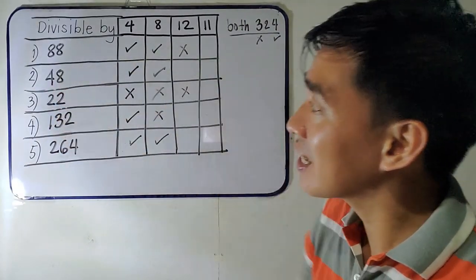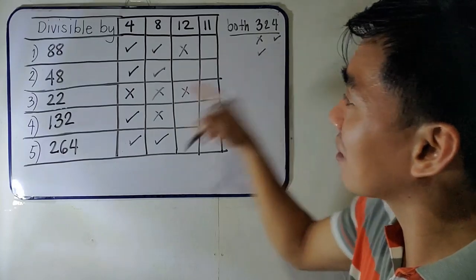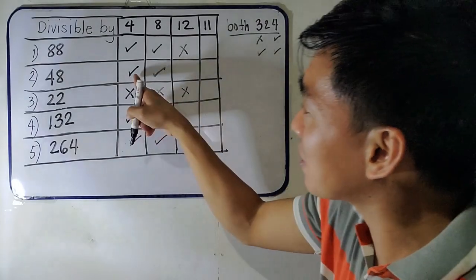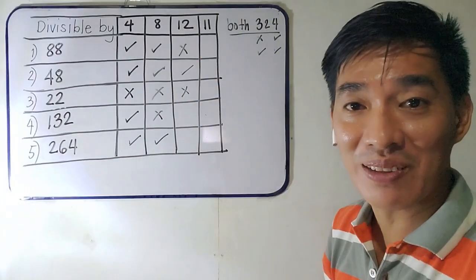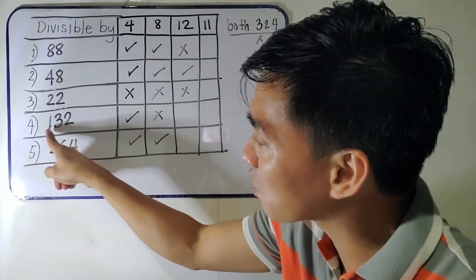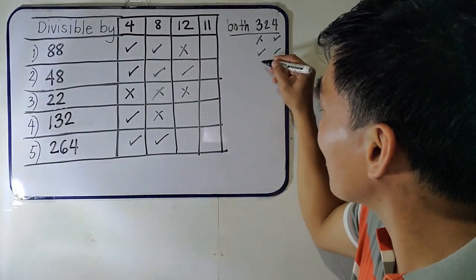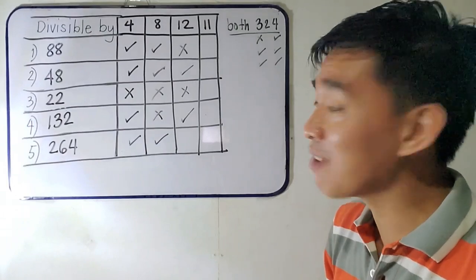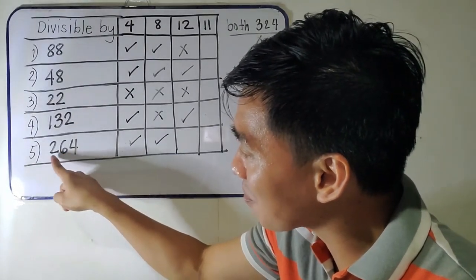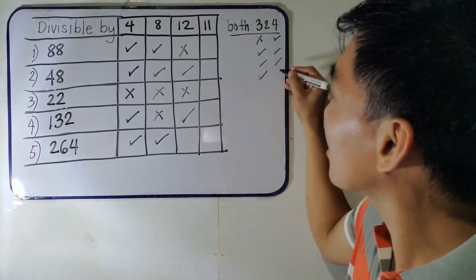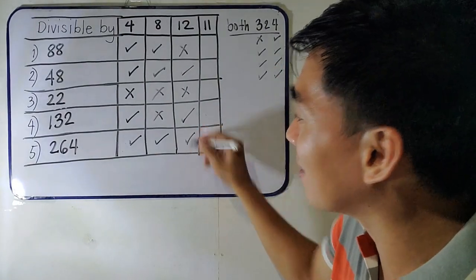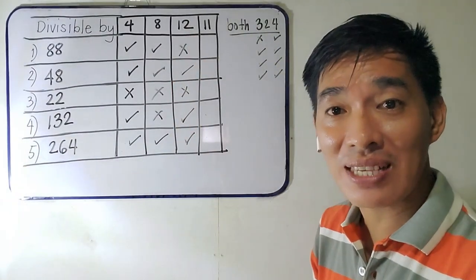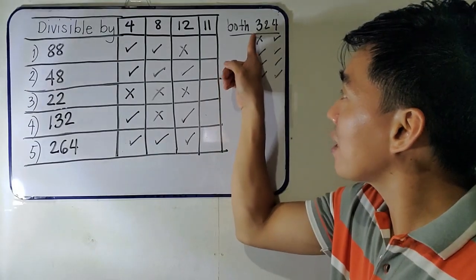Likewise, here, 48, that's divisible by 3 because 4 plus 8 is 12. So that's divisible by 3, and at the same time, that's divisible by 4. So automatically, that's divisible by 12. Now, let's try this one. 3 plus 1 plus 2, that's 6. So that is divisible by 3. And at the same time, that's divisible by 4. So that's also divisible by 12. And finally, 6 plus 4, that's 10, plus 2, that's 12. So divisible by 3. So that's also divisible by 4. So divisible by 12. Again, I would like to repeat, a number is divisible by 12 if it is divisible by both 3 and 4.